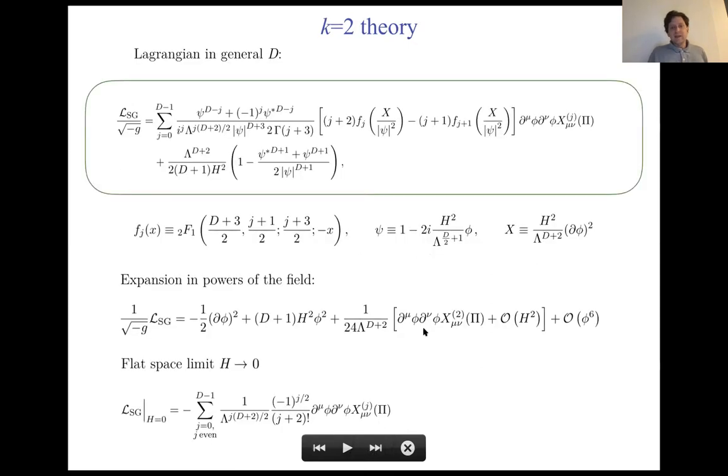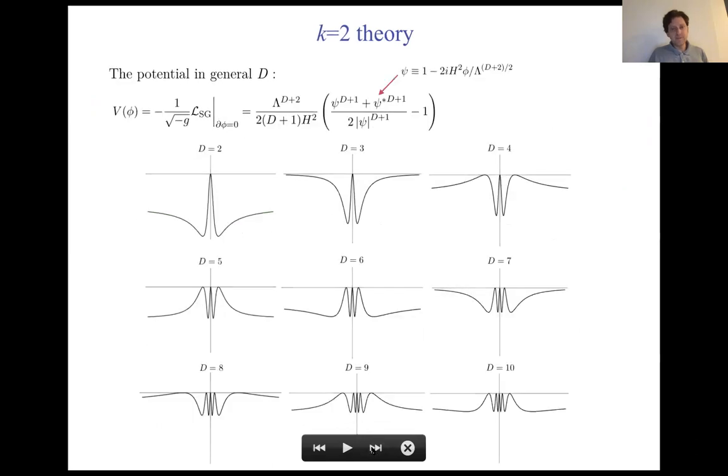Here's what it looks like in arbitrary dimensions. This complicated mess. Again, the flat space limit is just the special Galileon. The expansion in powers of fields reproduces the correct mass for k equals 2. And here's what the potential looks like in various dimensions. In p equals 4, this is what we were just looking at, but then as you go up in dimensions, you get more and more wiggles in the potential, more and more critical points.